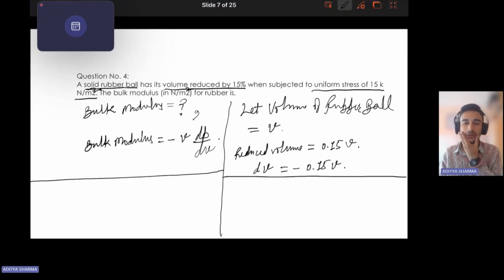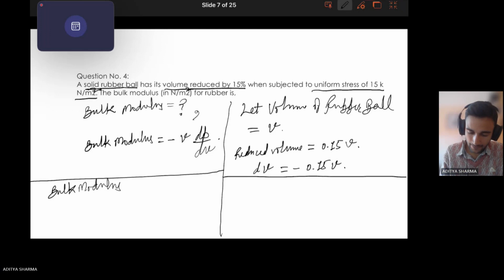So we'll just find out the bulk modulus now, right? So bulk modulus, as has been mentioned, is minus V dP by dV. All right. So minus V dP, here dP is 15 kilopascal. That is 15 into 10 raised to 3, right? And then dV is minus 0.15 V. All right.